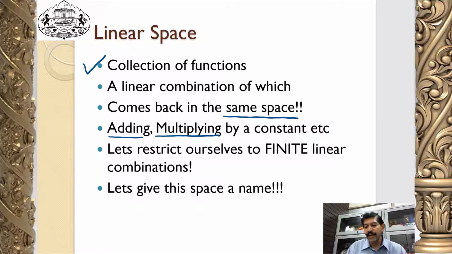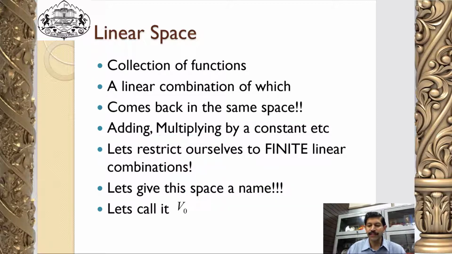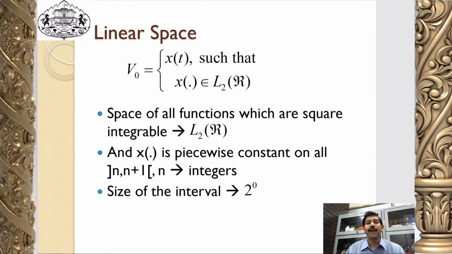Let's start by giving this space a name. Let's call this space the fundamental space, V0. And how do we understand this linear space V0? Well, we can say that the window of analysis is on this particular range, and the size of the interval for doing the analysis is 2 to the power 0. So in space V0, the window of analysis is 2 to the power 0.